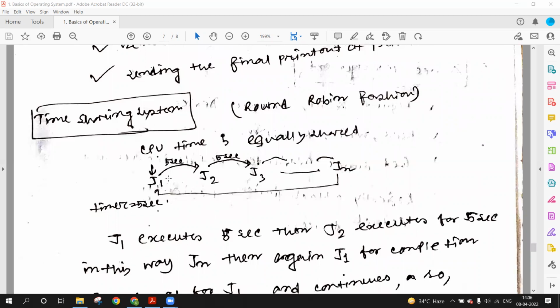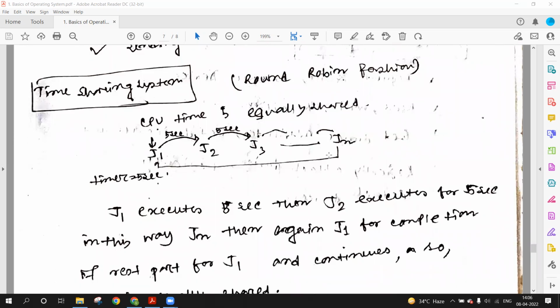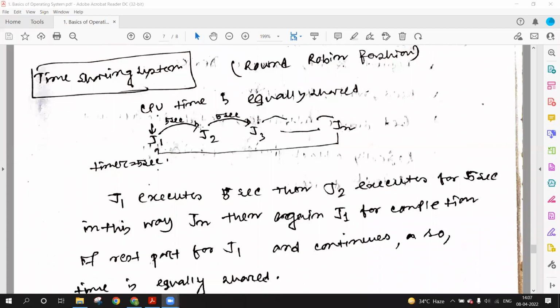Then the time sharing system. We use it in round robin CPU scheduling, which we will discuss later. But what it is: a time sharing system is where CPU time is equally shared. There will be some time quantum. In round robin, suppose the time quantum is 2 milliseconds. Suppose job 1 has a burst time, or CPU utilization time, of 8 milliseconds.